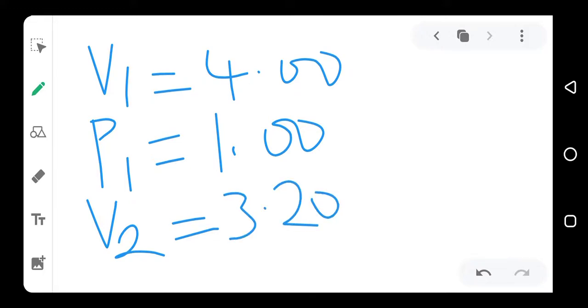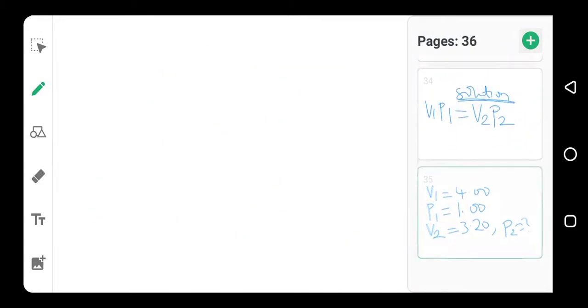Now we are given the second volume as 3.20, and we are asked to find the value of P2. P2 is what is unknown. There is nothing to convert. We are not given temperature here, so we are not converting. We use the values directly.